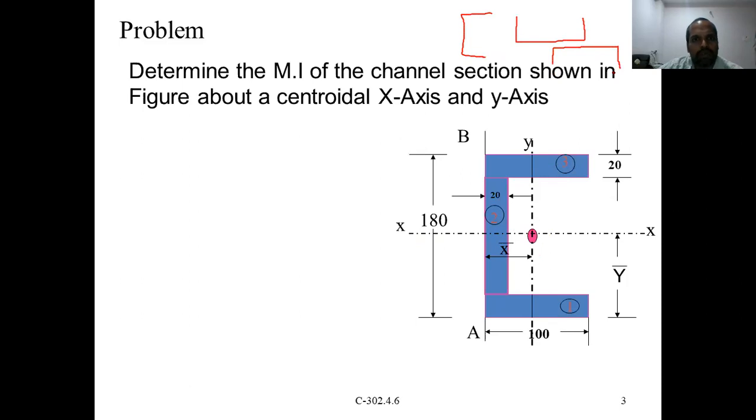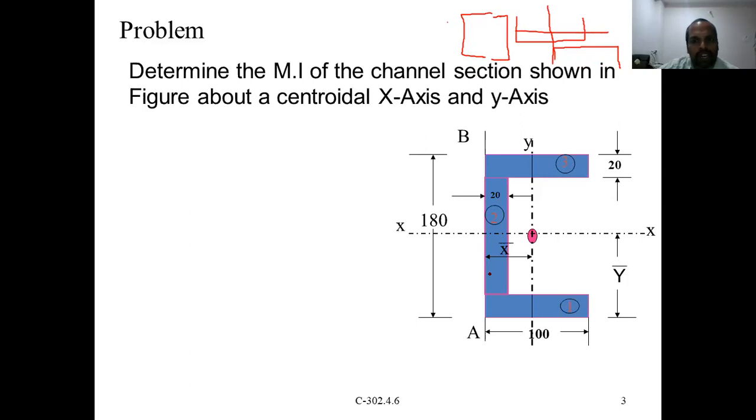It depends on requirement. In some cases you may need to provide the channel like this, in some cases like this. Both are one and the same, it will be symmetrical about the y-axis. But in this case, if you take this one, it will be symmetrical about the y-axis and unsymmetrical about the x-axis. Similarly for this one. It depends on orientation in general, but the general orientation is this one.